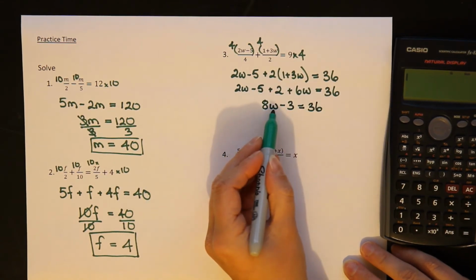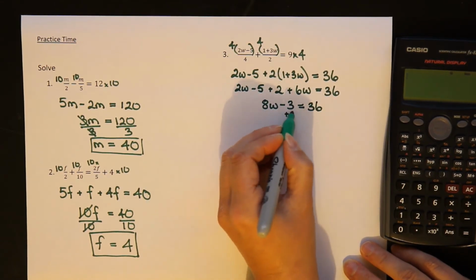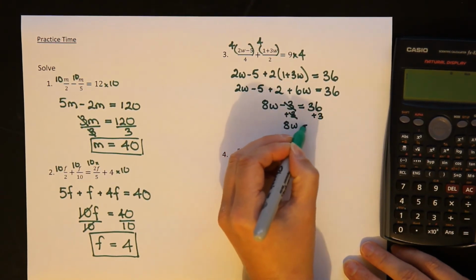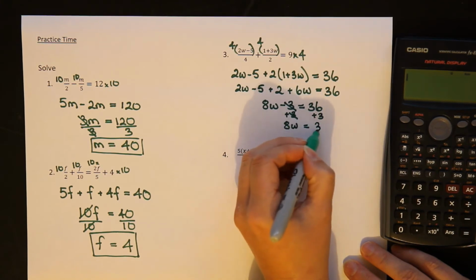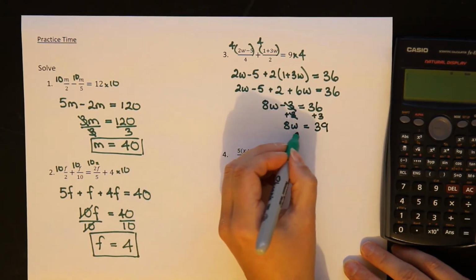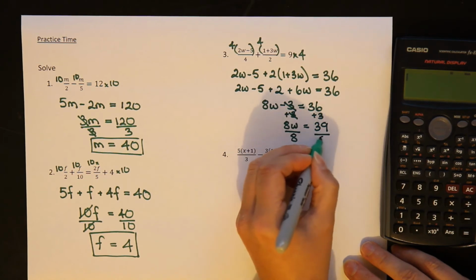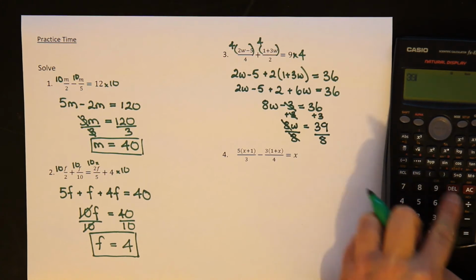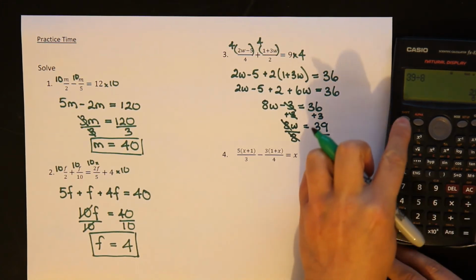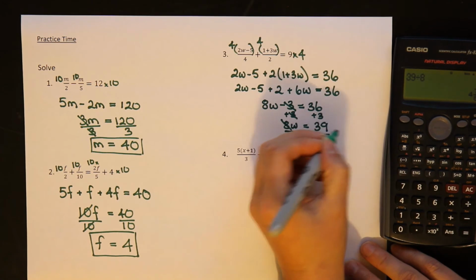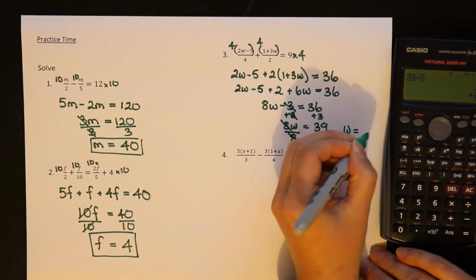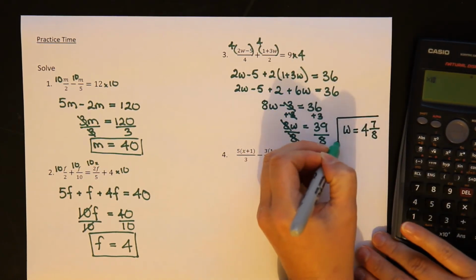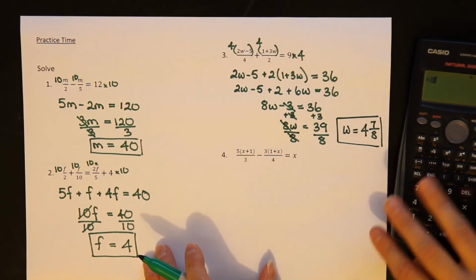Okay, moving things away from the w, first of all the 3. I'm going to add 3 to get 8w equals 36 plus 3 is 39, and then I need to divide by 8. Okay, that's not going to go nicely, so let's type in 39 divided by 8, and we can put it into a mixed numeral. So our answer is w is equal to 4 and 7/8.